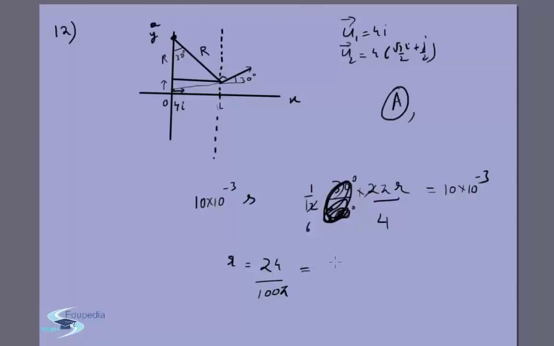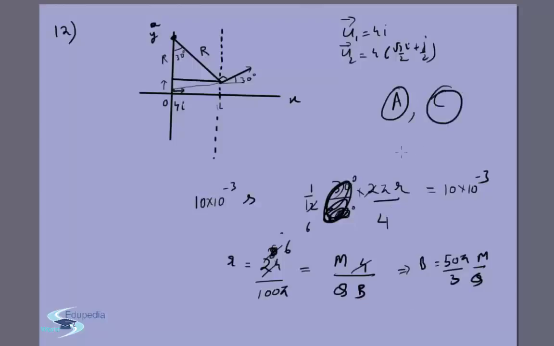But we know R is equal to mv by qB, m into v, v is 4, divided by q times B. So from that we can directly get B. The 4 cancels with this, giving us 8, this gives us 6, and 100 pi by 6 will be 50 pi by 3. So this means the magnetic field is 50 pi by 3 m by q, which means the answer is C. So A and C would be the correct answers.